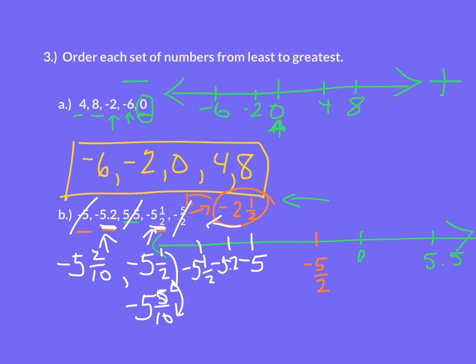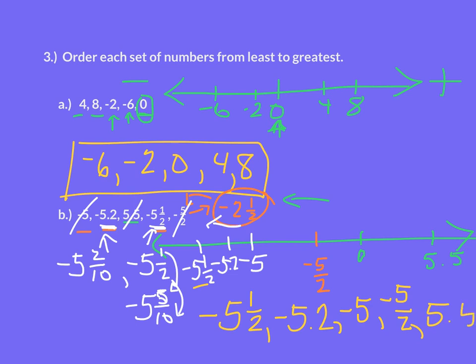Okay, I've taken up a lot of room here. I need to actually get my answer on here. So let's see, from left to right, the first one is here, negative 5 and 1 half. Then negative 5.2. Then negative 5, negative 5 halves. And then 5.5, or 5 and 1 half, or 5 and 5/10. Just want to clean that up. Got a little bit crazy here. Oh, that's much better. Far more legible so that you can read it later.